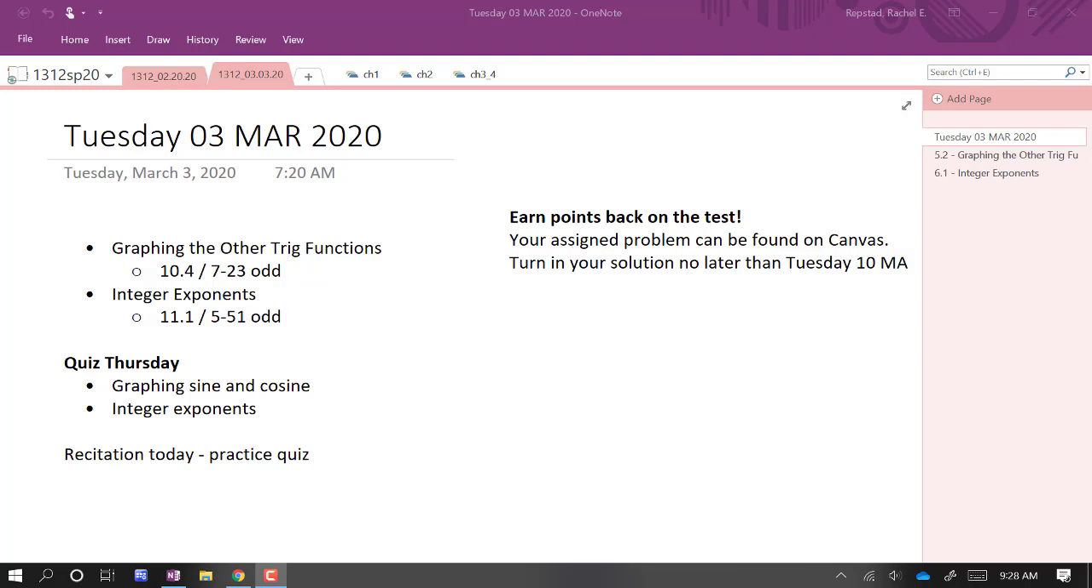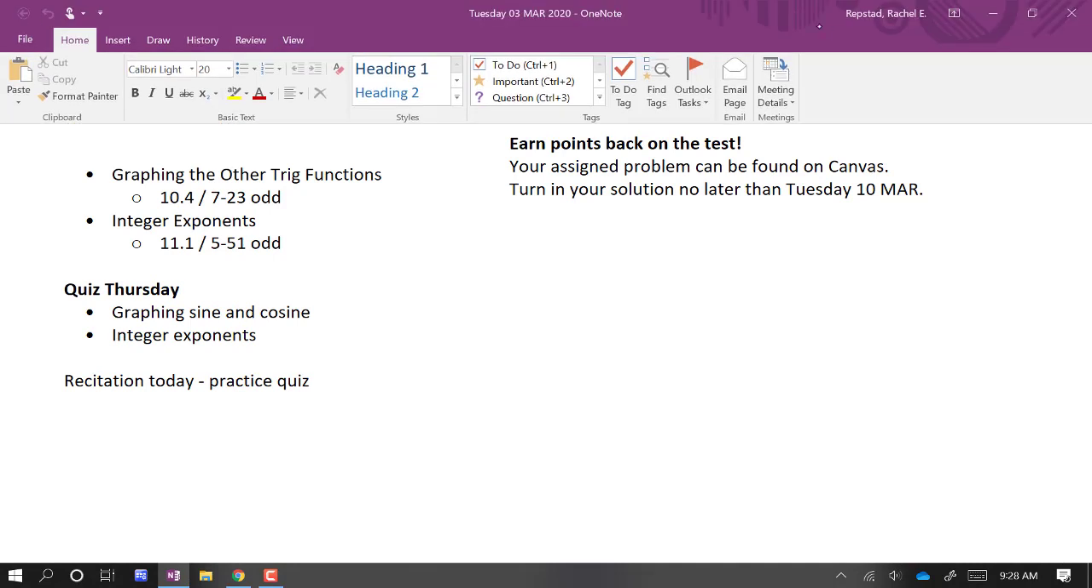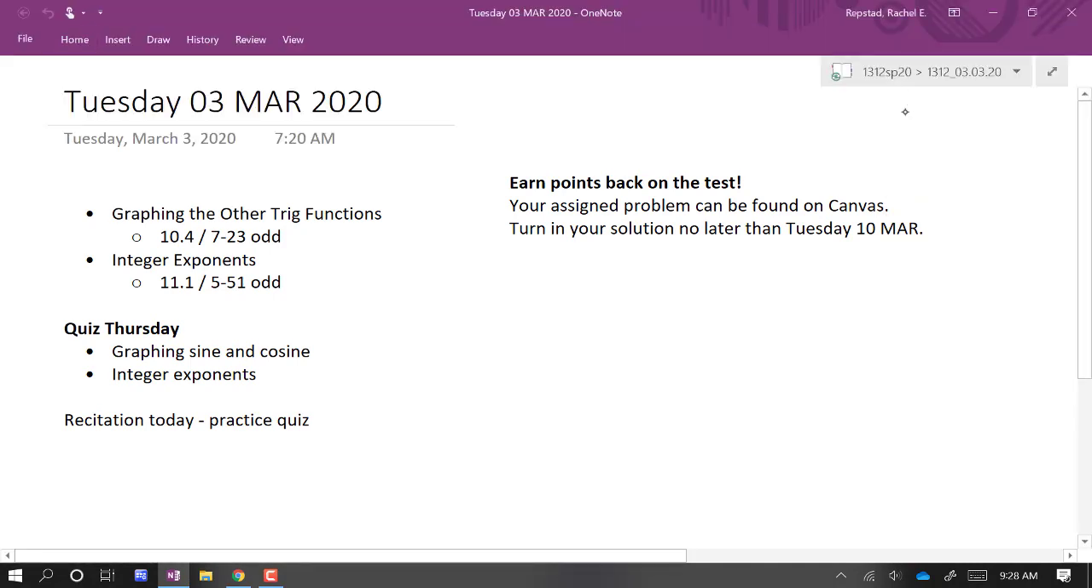Everybody got their tests and problem set back. You can earn points back on the test. If you go onto Canvas and click on the link for test number 1, you should see a PDF of your assigned problem, and that's due a week from today. We have recitation today, and there'll be a practice quiz to get us ready for the quiz on Thursday.